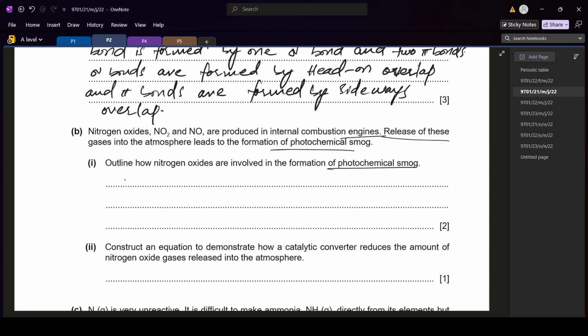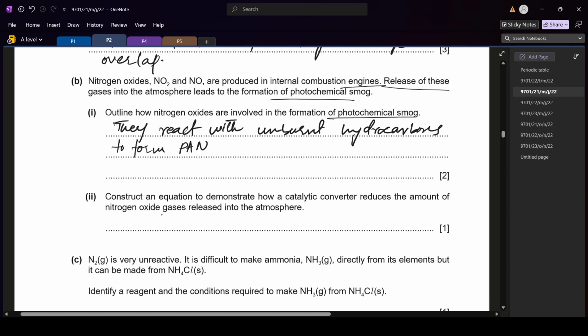So they react with unburned hydrocarbons to form PAN, or you can write peroxyacetyl nitrate.